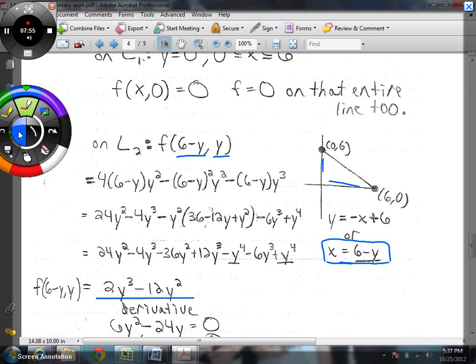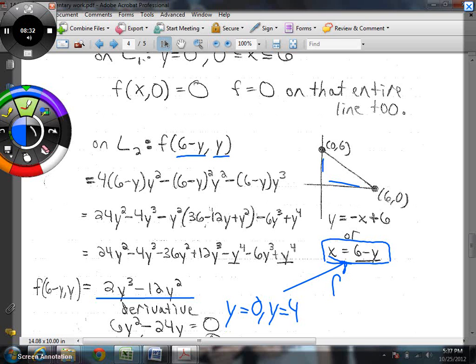Then we want to find the derivative of that to find the critical points. So the derivative is 6y squared minus 24y, and then set that equal to 0. So we got 0 and 4, so y equals 0 and y equals 4. And then you just want to find the x coordinates that go with that. So boom, plug it in there, and we end up with (6, 0) and (2, 4).